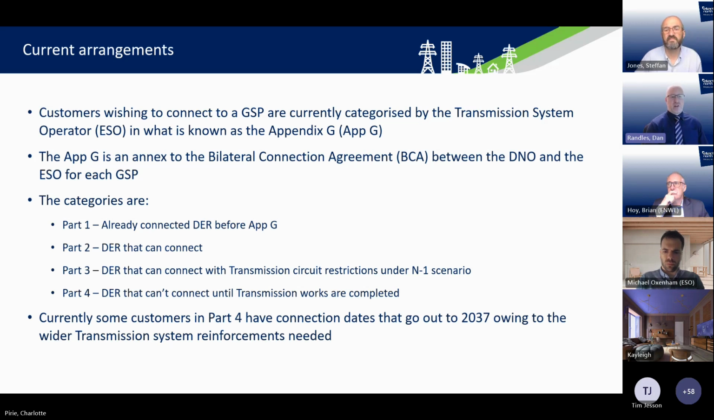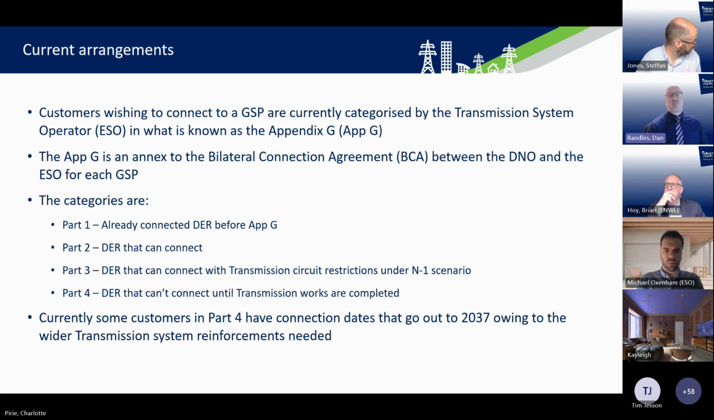So just very briefly, a reminder of the current arrangement. Any customers that wish to connect to the distribution network, as I've already alluded to, will need the DNO to apply to the ESO for an impact assessment to be performed, to understand what the impact might be on the transmission system.